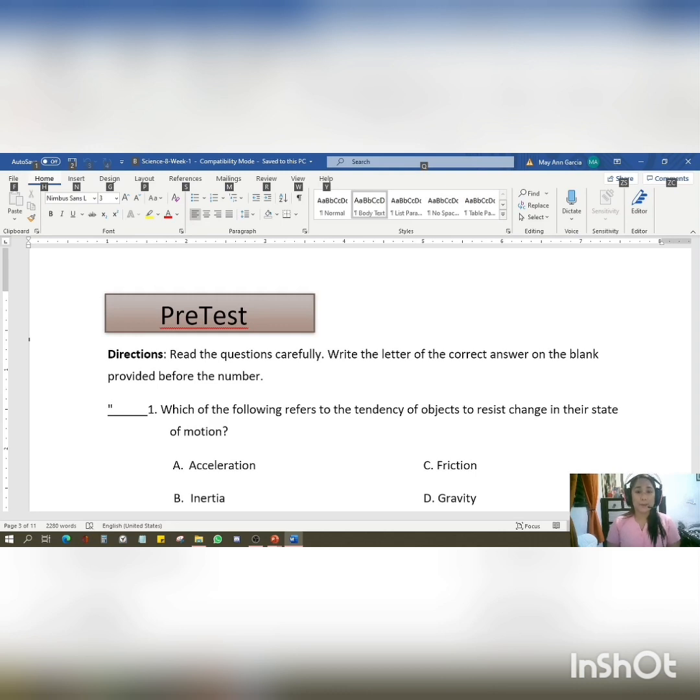Okay, time is up. Now let us check your work. Let me read the first question. Question number 1. Which of the following refers to the tendency of an object to resist change in its state of motion? That is correct. The answer is letter B, inertia.